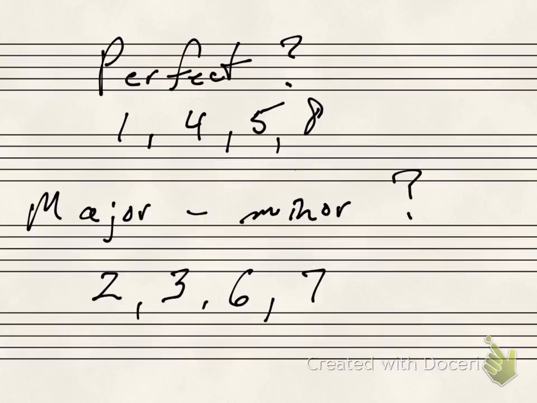Now, let's see. It's real important that you understand that only certain things can be perfect. Only certain things can be major and minor. Okay? And now I think I'm going to stop this and we'll drill a little bit.